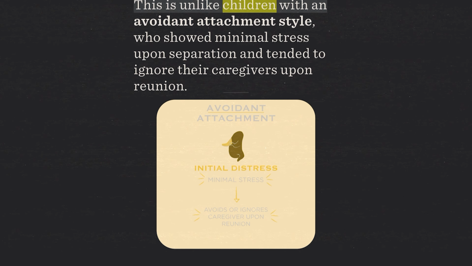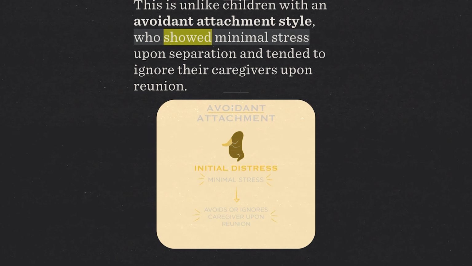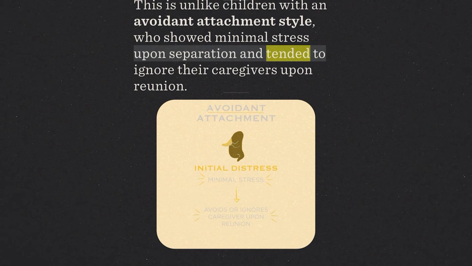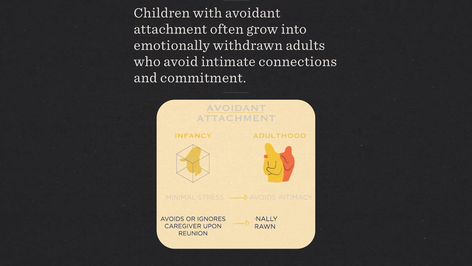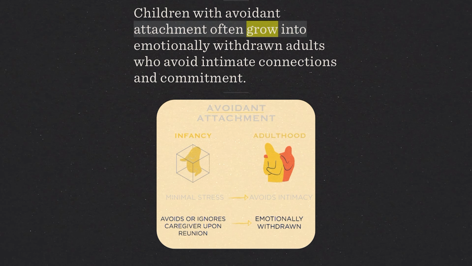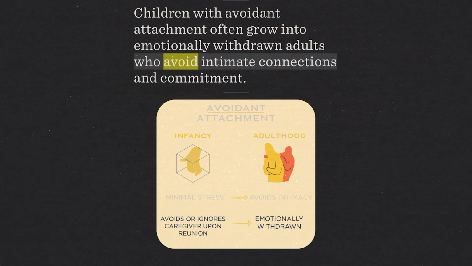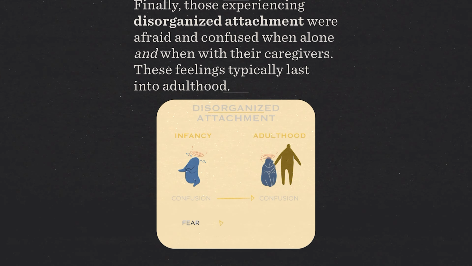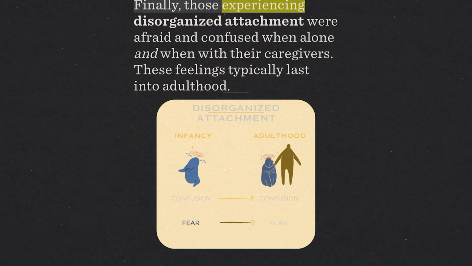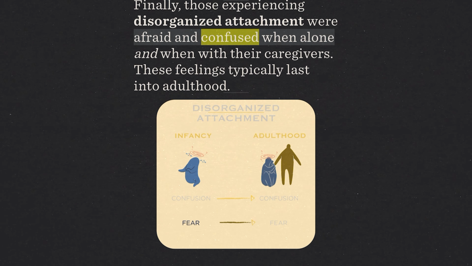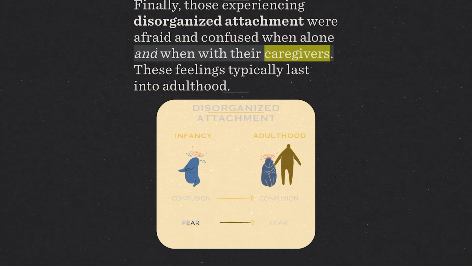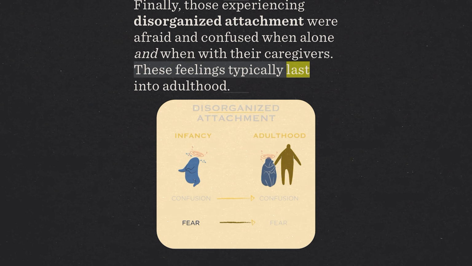This is unlike children with an avoidant attachment style, who showed minimal stress upon separation and tended to ignore their caregivers upon reunion. Children with avoidant attachment often grow into emotionally withdrawn adults who avoid intimate connections and commitment. Finally, those experiencing disorganized attachment were afraid and confused when alone and when with their caregivers. These feelings typically last into adulthood.